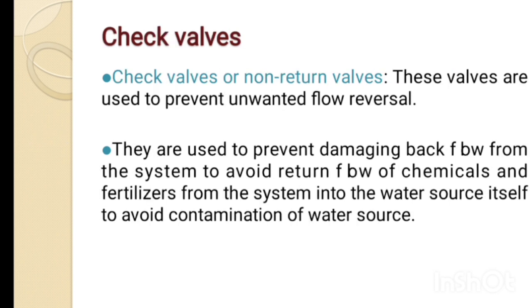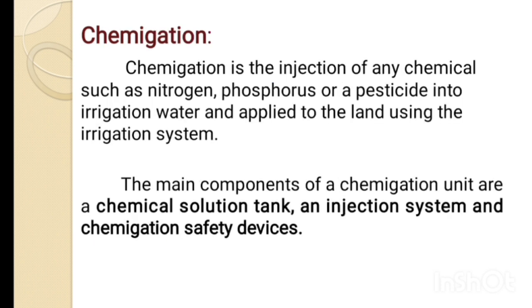Next one is check valves. It is also called non-return valves. It is used to prevent unwanted flow reversal. They are used to prevent damaging backflow from the system and to avoid return flow of chemicals and fertilizers from the system into the water source. Then chemigation. It is an application of chemicals like nitrogen fertilizers, phosphorus fertilizers, or any pesticides through irrigation water.